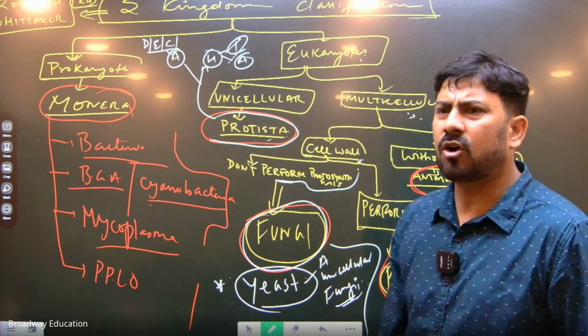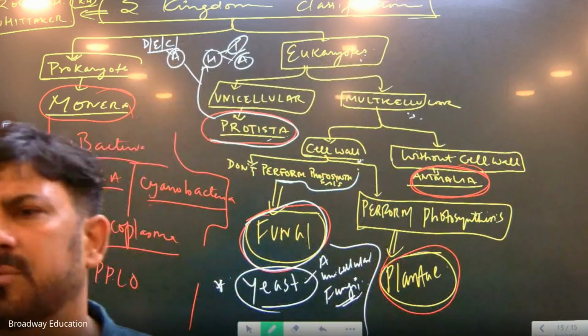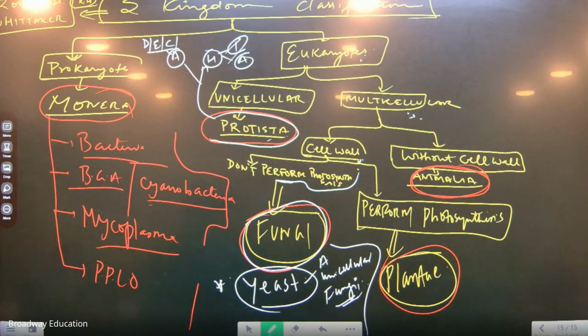Now, are fungi autotrophs or are they heterotrophs? Auto or hetero? Why? Because they don't perform photosynthesis. Crystal clear?